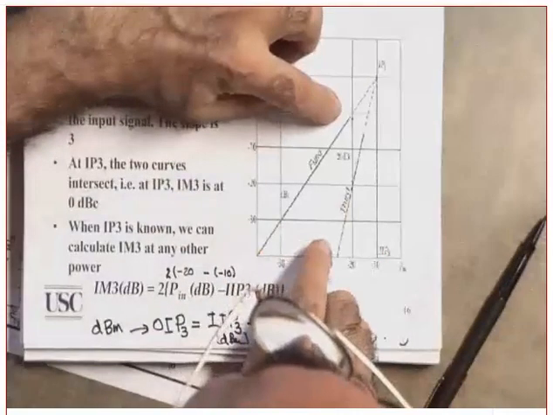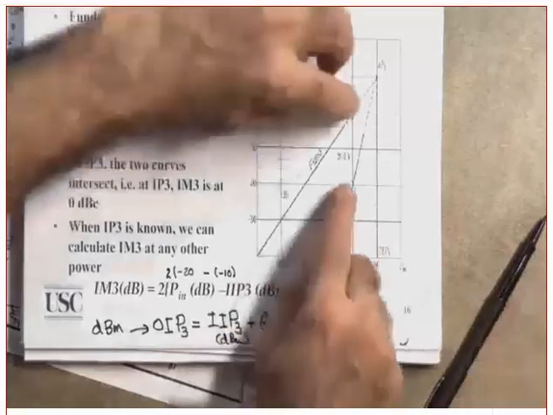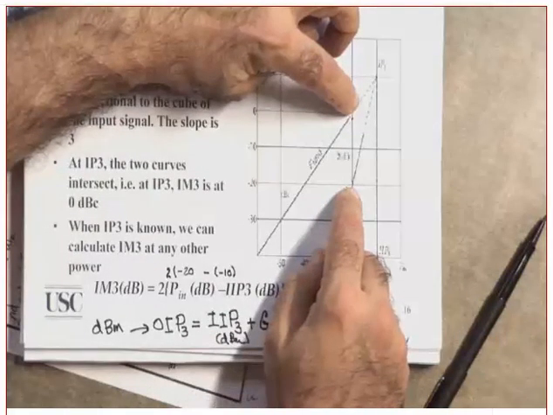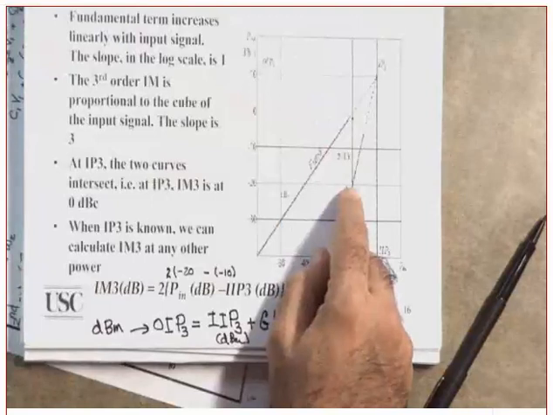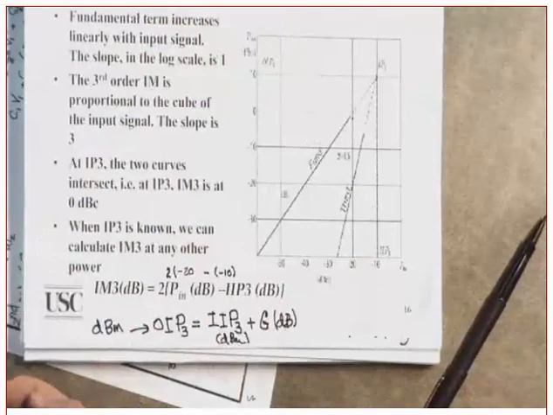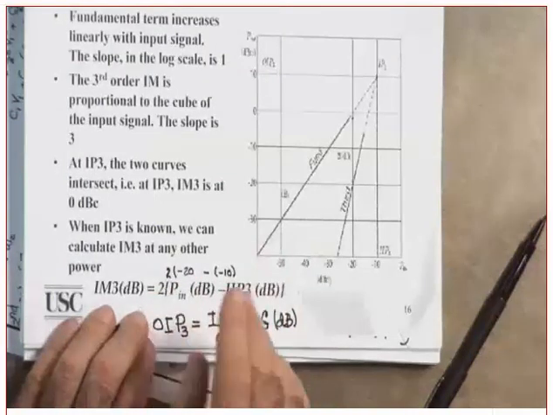It means, from here to here is how much? Minus 20. Yes or no? As from here to here is minus 20. Clear? Now, how do you prove this? I will let you prove it at home in your homework.